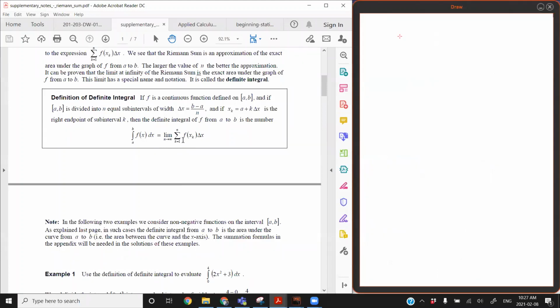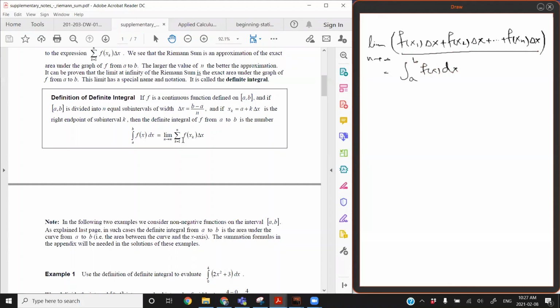We said that if I have f of x1 times delta x plus f of x2 times delta x, all the way to the last one, f of xn times delta x, and I take the limit of this as n approaches infinity, that's as if I'm increasing the number of rectangles. Then this approximation becomes exact, and I will have the area under the curve. Now, as you can see, this is very cumbersome. It's very long. And in math, we don't like that. We like very precise shorthand notations.